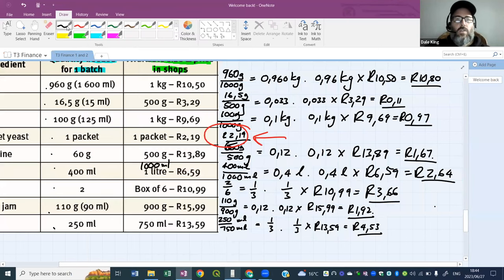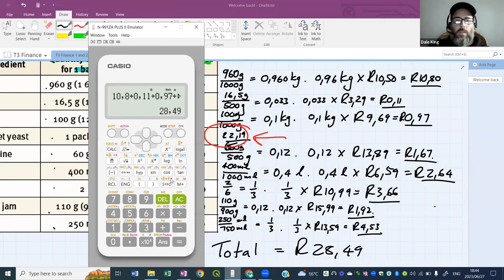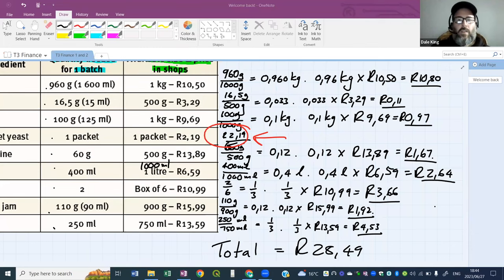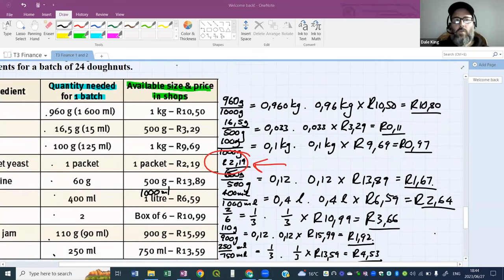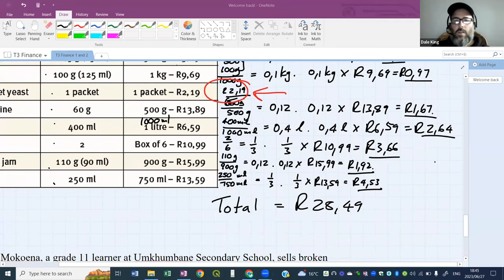All right, so our total here is 28 rand 49. What now? What do I do now, guys? Remember the story? This is a recipe for a batch of 24 donuts. What do I need to do now?